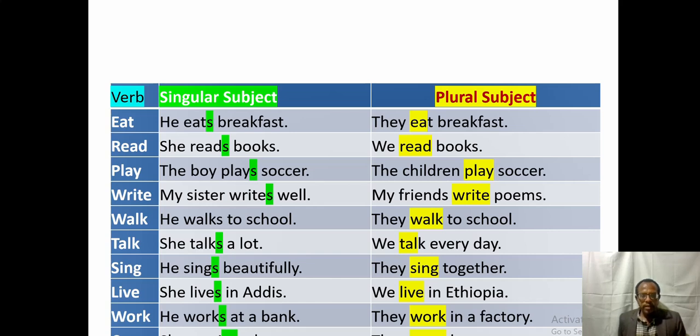The dog ran fast. The dogs run fast. Okay, the dog, one subject, runs. The verb has s. The dogs, many in number, so the verb has not s. The dogs run fast.